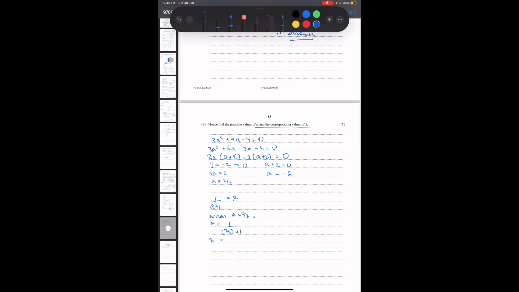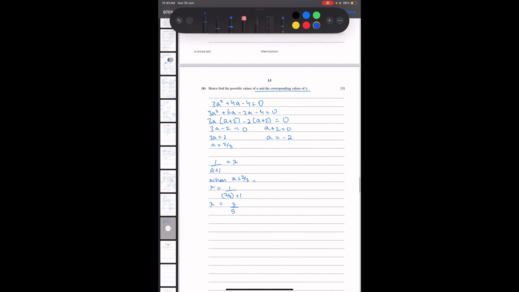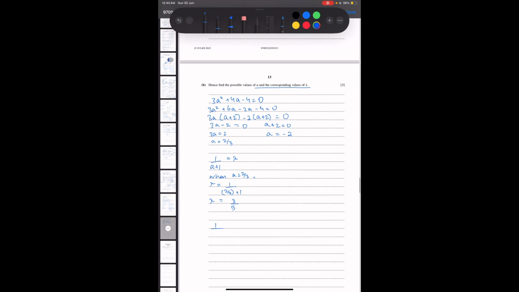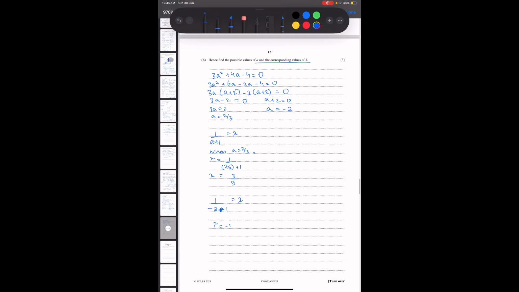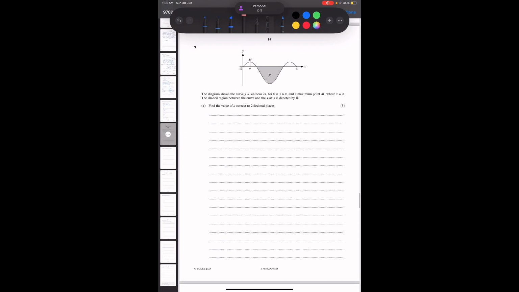3 upon 5. And now when a is minus 2, lambda is minus 1. The corresponding values are when a is 2 upon 3, lambda is equal to 3 upon 5, and when a is equal to minus 2, lambda is equal to minus 1. These are the final answers of question number 8. So moving on to question number 9.